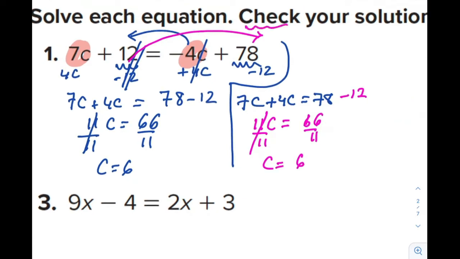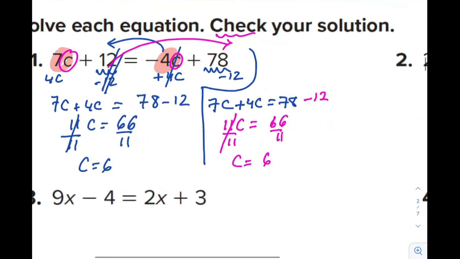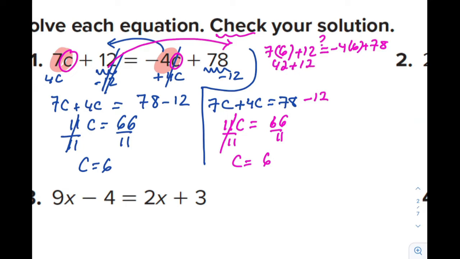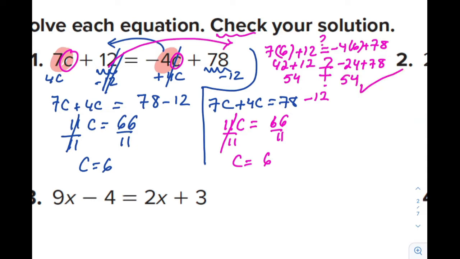How can I check my solution? Simply the checking by replacing بالتعويض. Every C will be replaced by 6 and you will check that the sides are equal. So we have 7 times 6 plus 12. Is it equal to negative 4 times 6 plus 78? Let's check. 7 times 6 is 42. 42 plus 12 is 54. Is it equal to negative 24 plus 78? If you subtract 78 minus 24, you will have 54 as well. So that means, yes, our solution is correct.